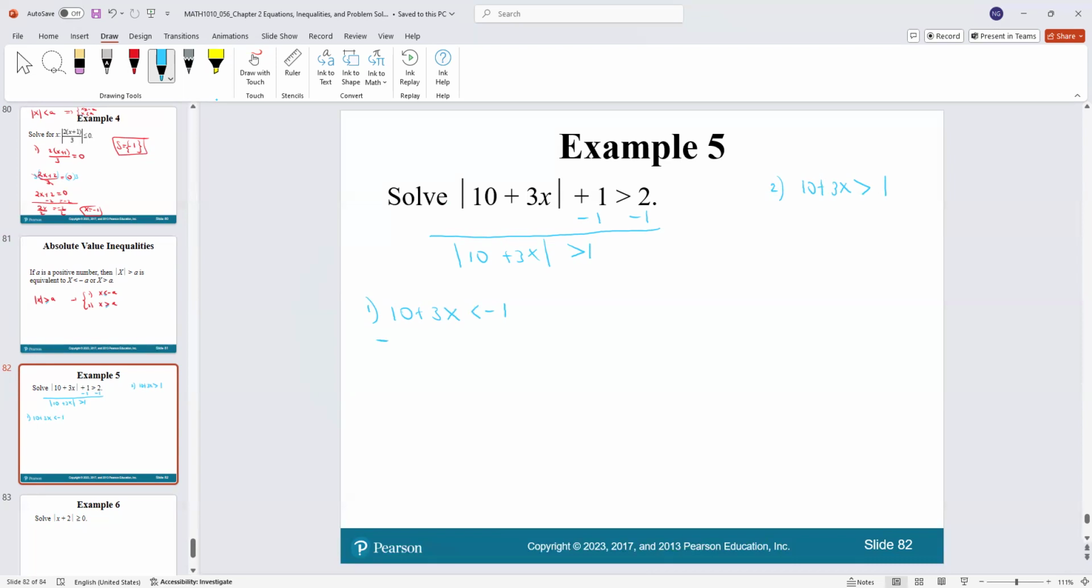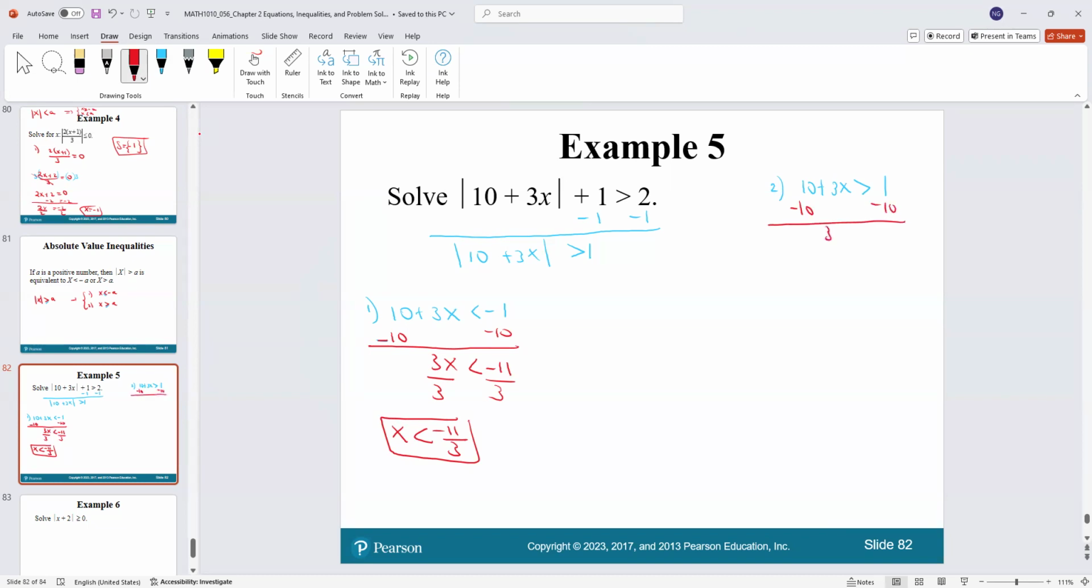If you subtract 10 from both sides, 3x is less than negative 11. If you divide both sides by 3, x is less than negative 11 over 3. This is the first answer. For the second answer, if we subtract 10 from both sides, it gives us 3x greater than negative 9. If we divide both sides by 3, x is greater than negative 3.